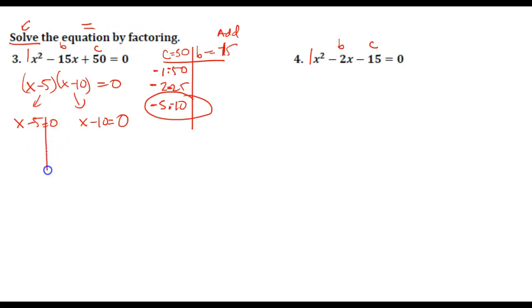So on this one, what's the opposite of a minus 5? Positive 5, right? Opposite of a minus 10? Positive 10, right? So that would be x equals a positive 5. X equals a positive 10.